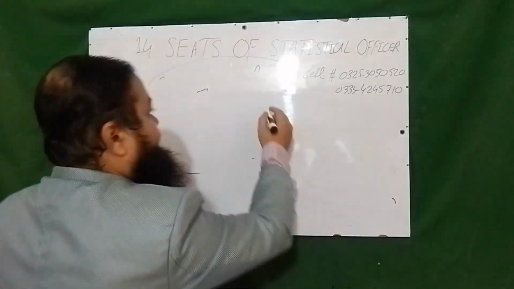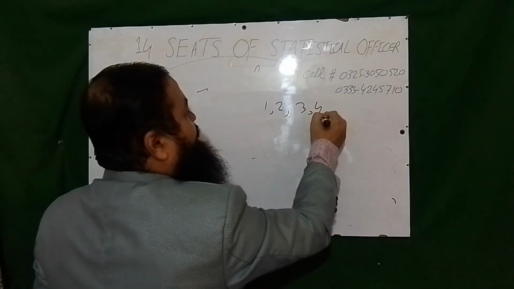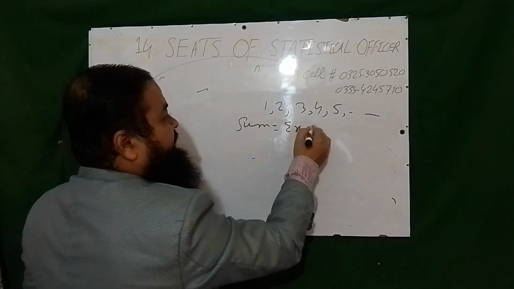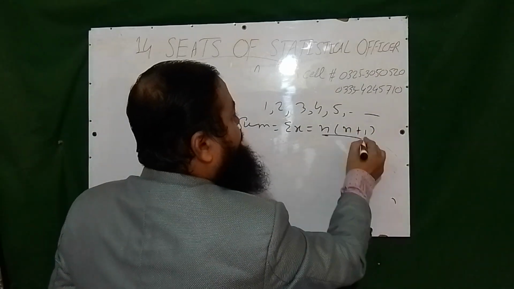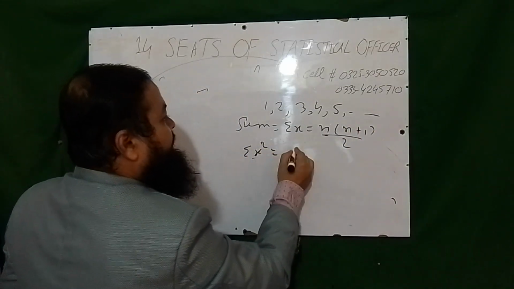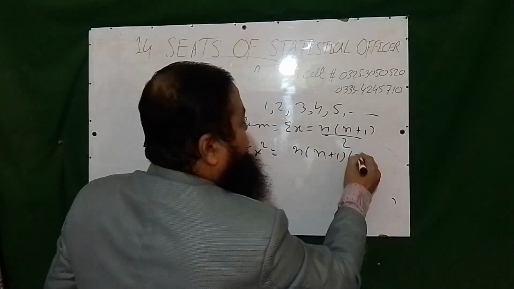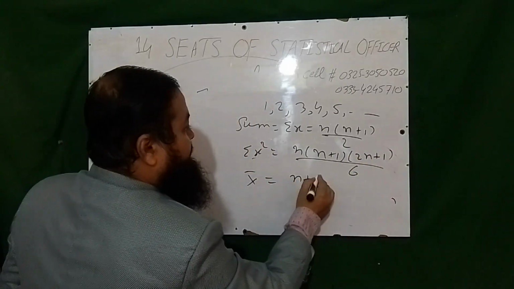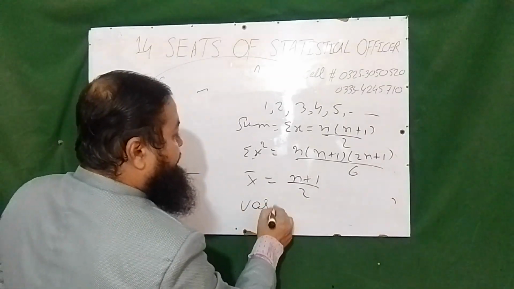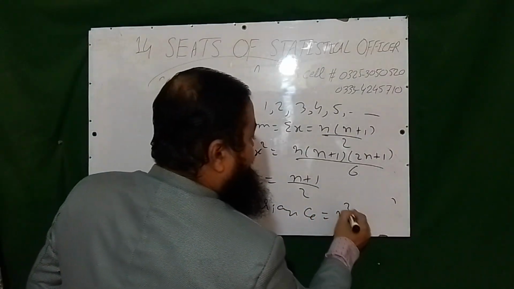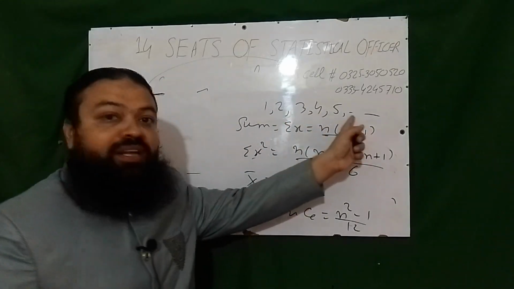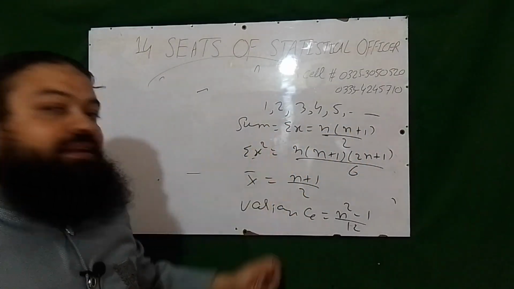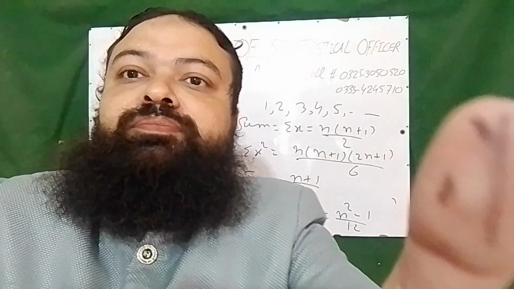Then a very important concept: if you have natural numbers 1, 2, 3, 4, 5 up to n, its sum, summation x, will be equal to n into n plus 1 over 2. Summation x square will be n into n plus 1 into 2n plus 1, whole divided by 6. Arithmetic mean will be n plus 1 over 2, and variance will be equal to n square minus 1 over 12. They can give you any numbers and you will have to find out the mean, summation x square, sum and variance, a very very important one.